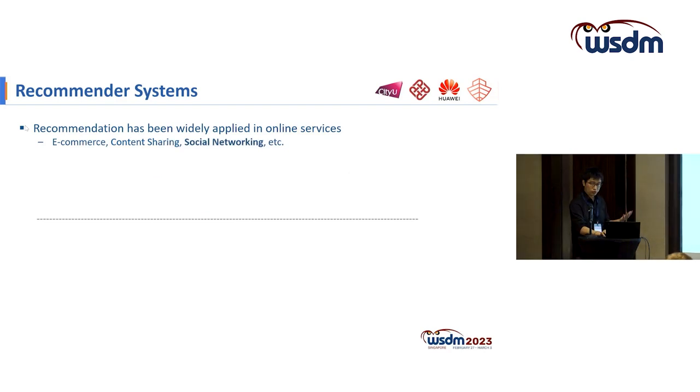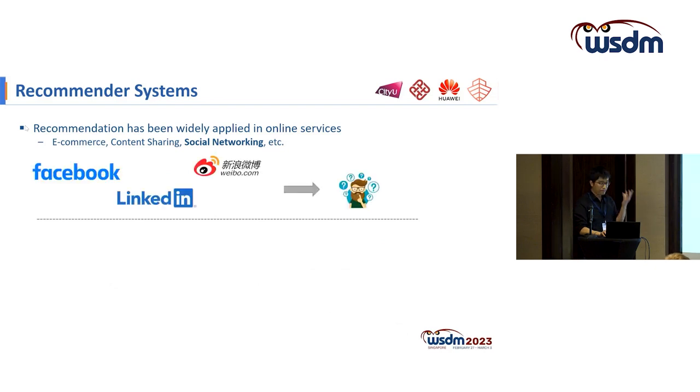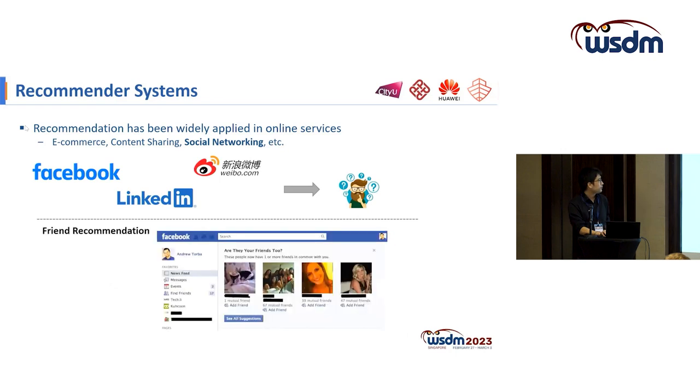And for online social networking services, recommendation systems can provide both friend recommendation and content recommendation based on your social relationships. And this figure shows an example of friend recommendation on Facebook.